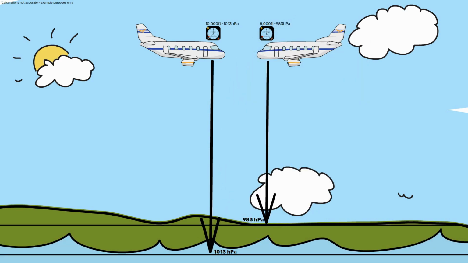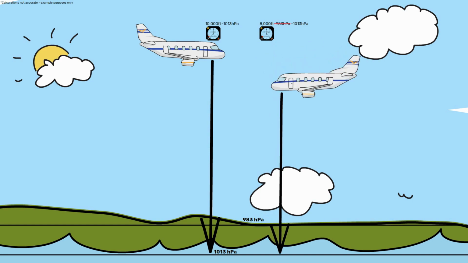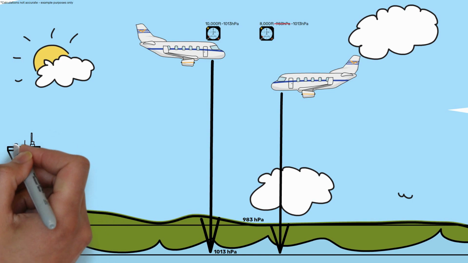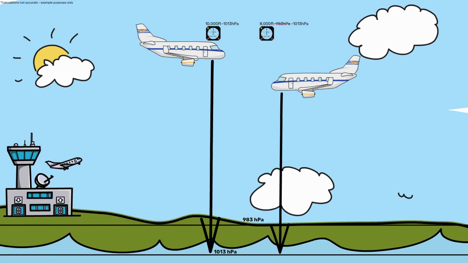If both these aircraft are on the same air pressure, for example 1013 or SAS, their 2,000 foot difference would be reflected in their position within the air. The main part of an air traffic controller's job is to ensure safety, and it's a lot easier to do when aircraft are on the same pressure.